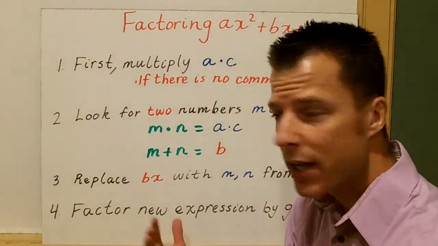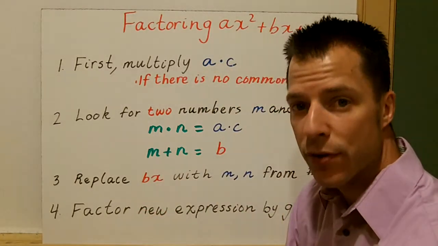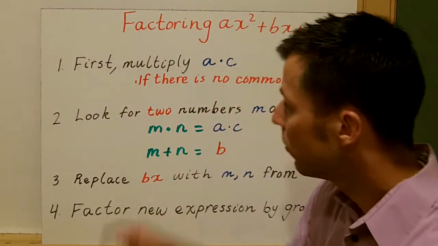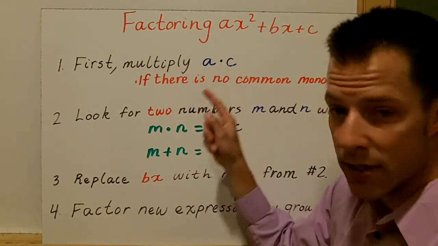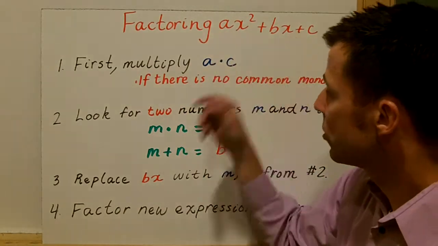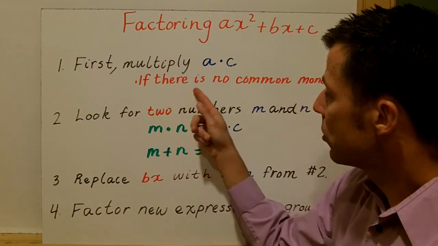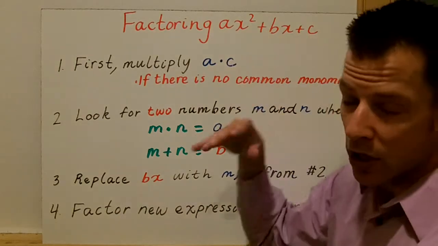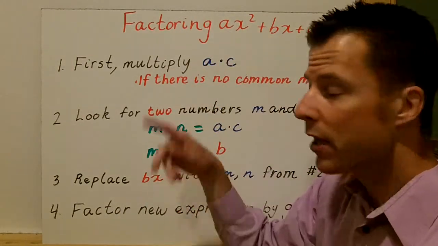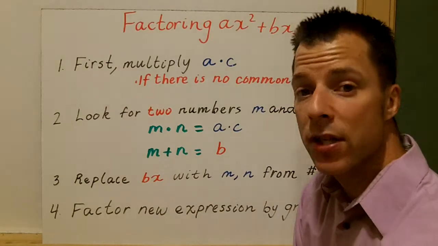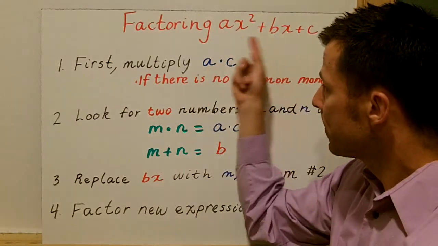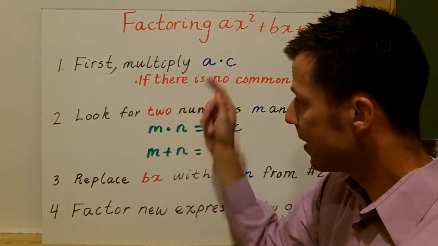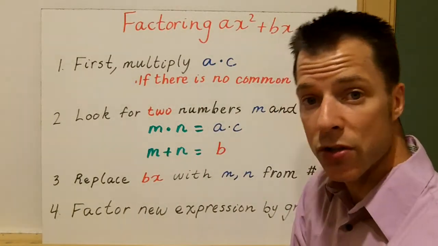Okay, so in the first slide here I've demonstrated the 4 steps that I would use each time we factor this expression. So number 1, you have to multiply a times c. So this term times this term. Be careful though, make sure there's no common monomial first, meaning these 3 numbers are not all divisible by 2 or 3, so make sure there's nothing common to all 3. If there is, factor first, but if these are all uncommon terms, then we're going to go ahead and first multiply a times c.